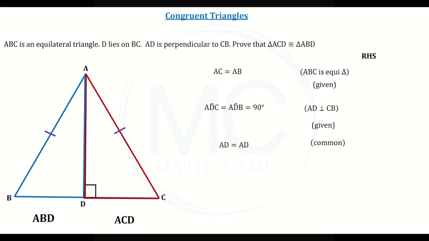Now we have a pair of corresponding 90-degree angles and two pairs of corresponding sides that are equal, and they include the hypotenuse of each triangle. So we have enough information to prove that these two triangles are congruent. So we can say triangle ACD is congruent to triangle ABD, and as our reason, we use RHS for right angle hypotenuse side.